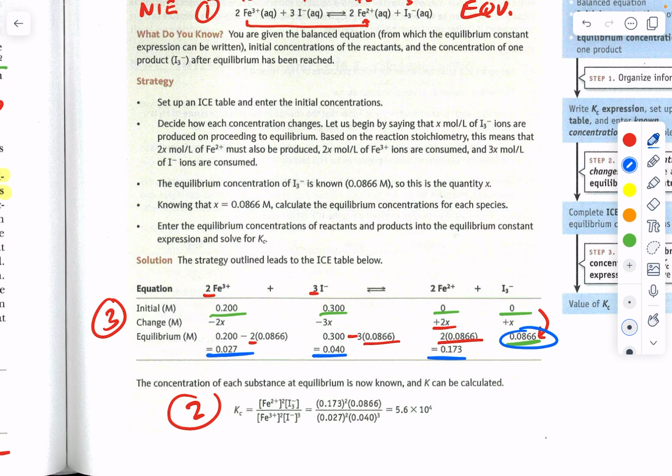And now I'm ready to plug them into my expression. And again, the coefficients become the exponents. You see it there, there, and there. Kind of messy to do on the calculator. And now we grind out the math after we plug it in, which is my final step, and I come up with my equilibrium constant expression.